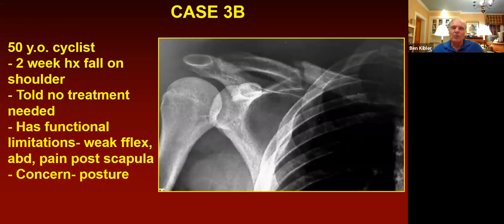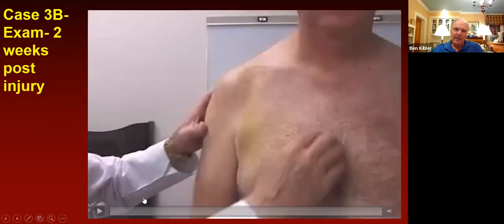Here's another interesting case that you hopefully are going to avoid. This is a 50-year-old, one of these guys who cycles everywhere. He's a centurion cyclist, all that stuff. He fell 2 weeks ago, and the fracture itself does not look that bad just on the single AP view. He was told he did not need any treatment, but he can't raise his arm. He says there's something not right about my arm, and he's concerned about it. So when in doubt, look at the patient.